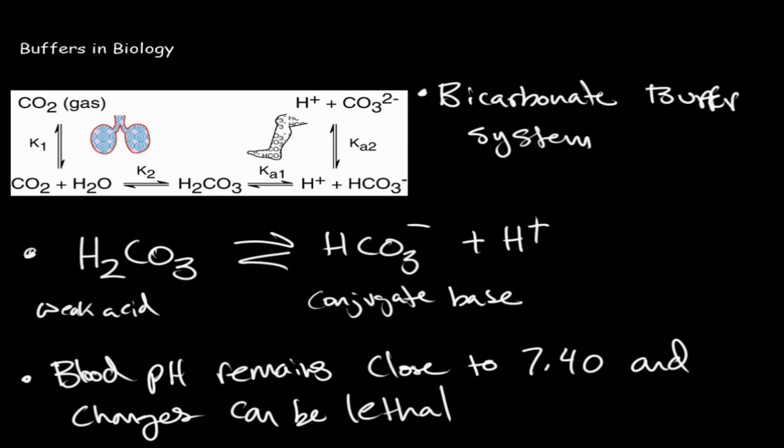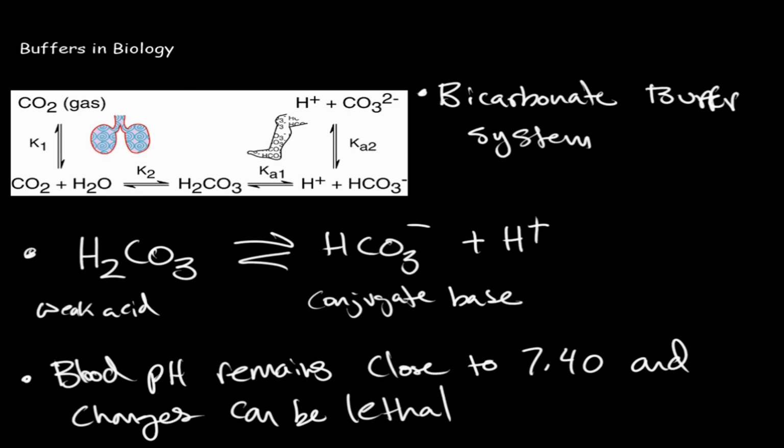All right, so let's look at the last topic for today, and this is looking at buffers in biology. So our human body has its own buffer system because our blood pH has to remain close to 7.4, and any changes can be lethal.